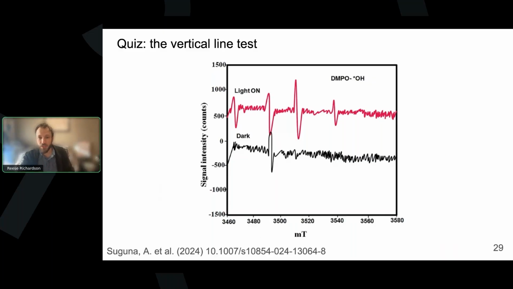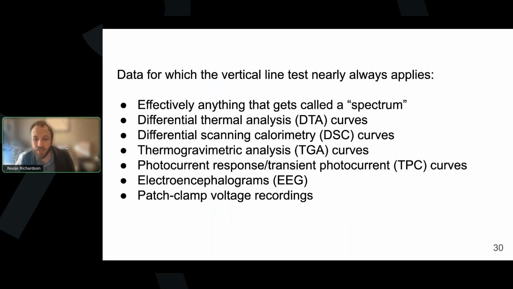So you can look for these sorts of things in all sorts of different data, basically anything that can be described as a spectrum or any type of data where each X value should correspond to a single Y value is fair game. There are some things that don't apply, but you can read about what those are in COSIG. And this is a remarkably easy way to spot data that has probably been fabricated.